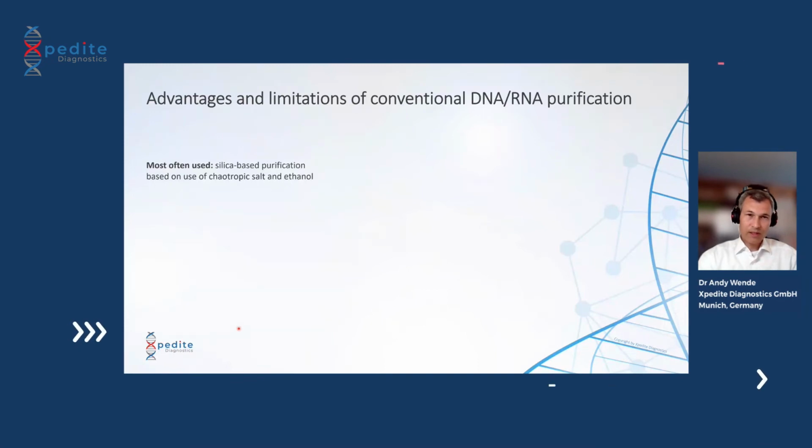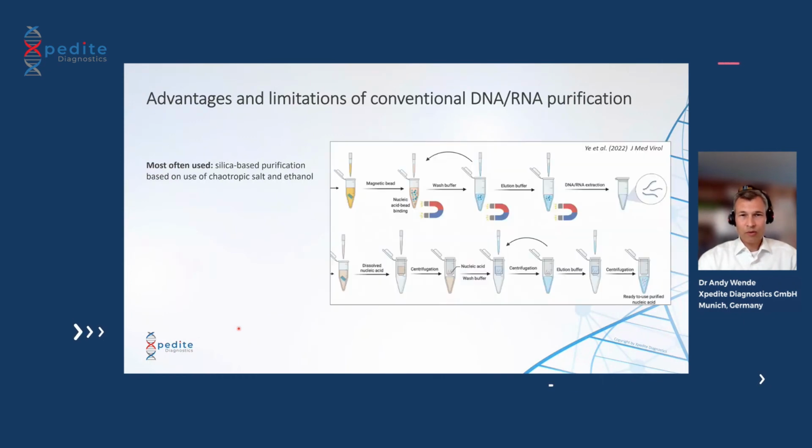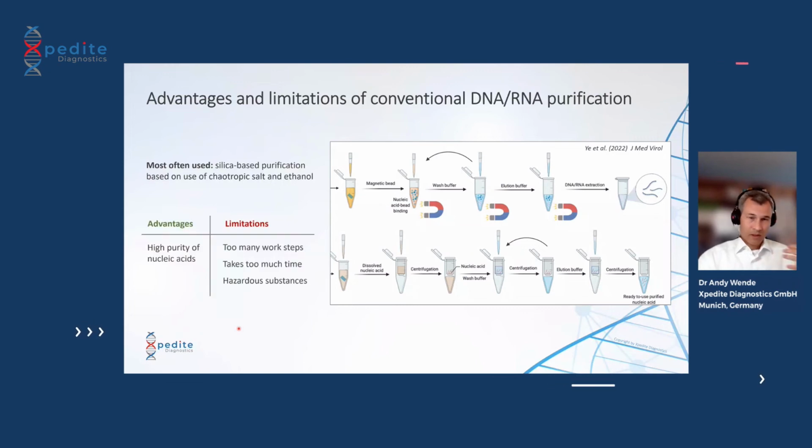I mentioned before this silica-based purification is the most popular, most often used one. But if you look at the workflow that is applied to perform this silica-based extraction, you see it's very lengthy. You have a lot of steps, you have a lot of chemicals, a lot of interaction, and still the advantage is, of course, you get very highly pure nucleic acids, which is nice. But the limitation is you have a lot of steps, and mostly it's too many. It also often takes more time than a direct extraction approach.